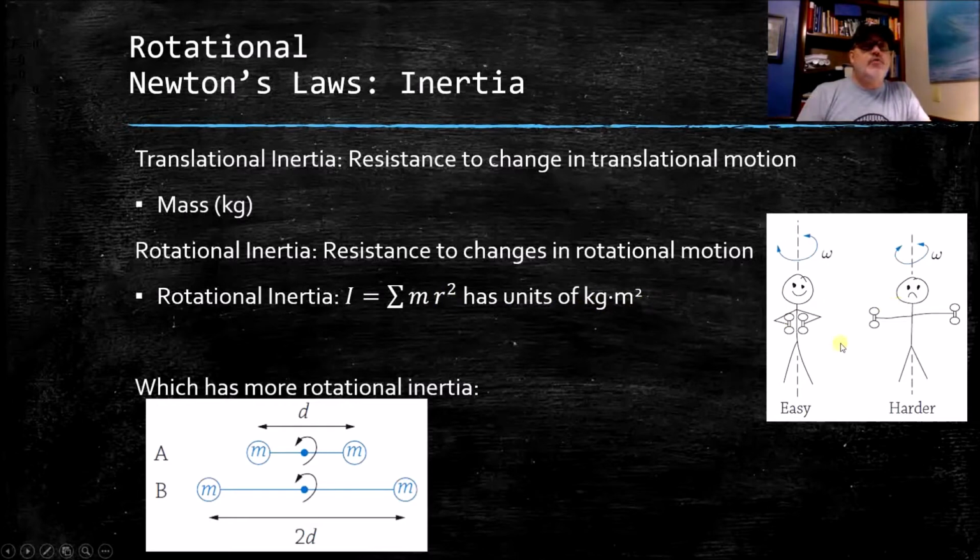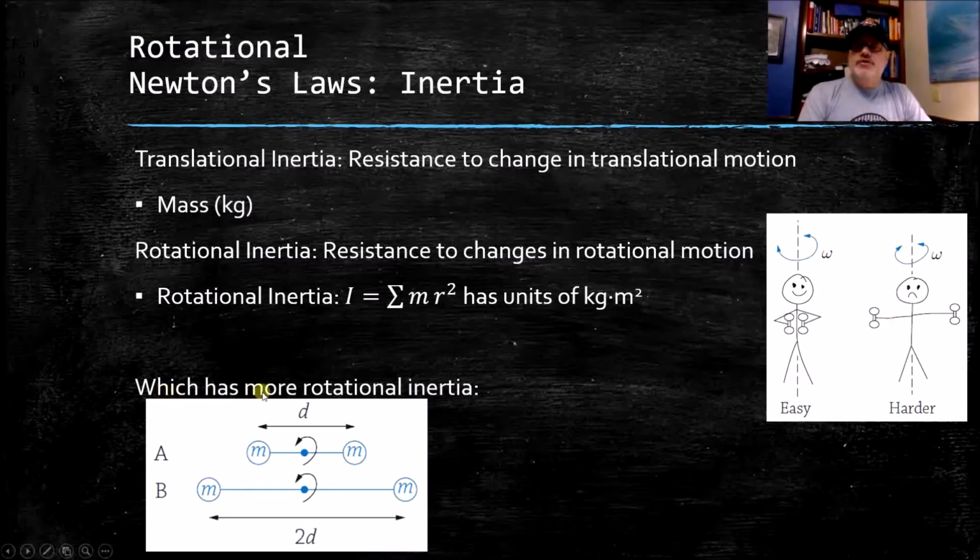So if we take a look over here, we have a person that has dumbbells in their hands, and it's easy for them to twist back and forth. But if they stick their arms out wide with these dumbbells, it's much harder for them to twist back and forth, because they have the same exact mass, but the radius where the mass is located is much farther out, so therefore they have a much harder time rotating. They have a much larger rotational inertia.